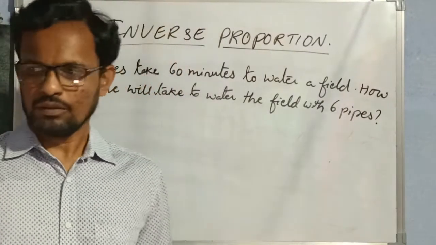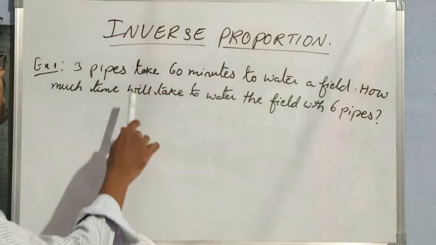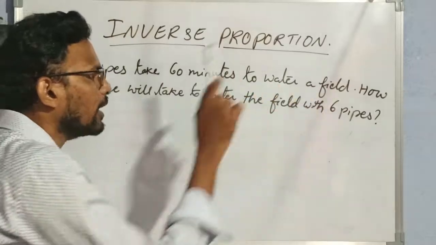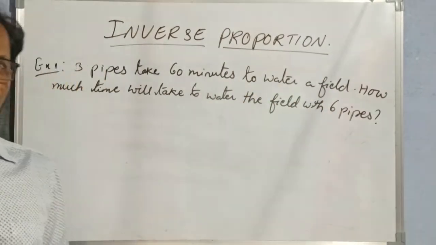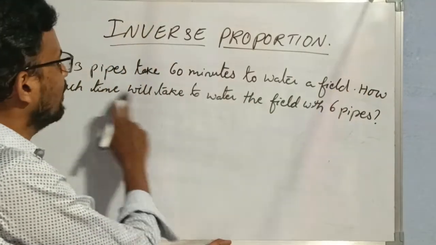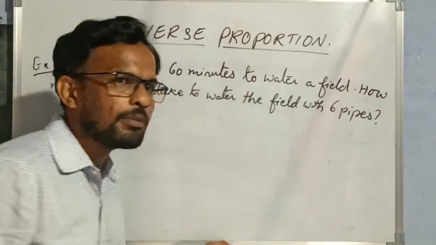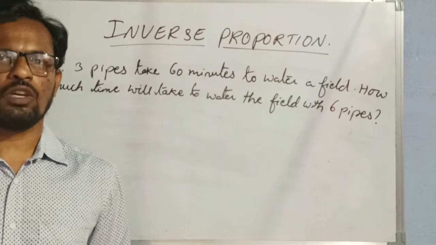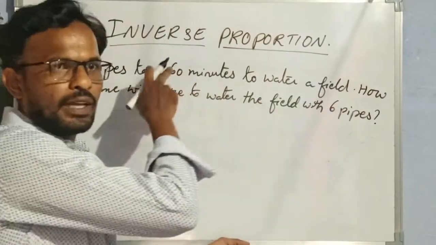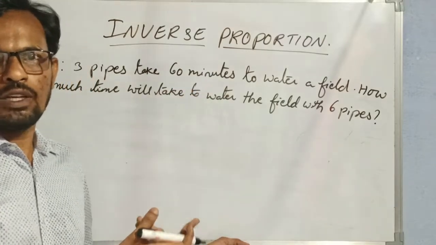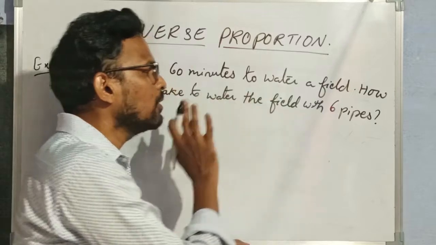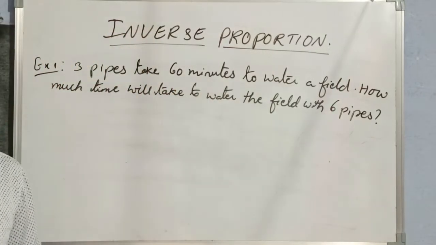Simple example. How many pipes are required? 3 pipes are taking how much time? 60 minutes to water a field. Okay. So in this same situation, how much time will it take to water the field with 6 pipes? Now when we are increasing the number of pipes, the time taken decreases, right? So we have to find out how much time it will take for 6 pipes to water the same field.